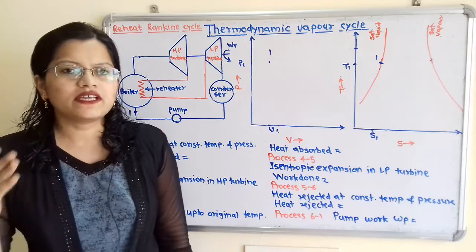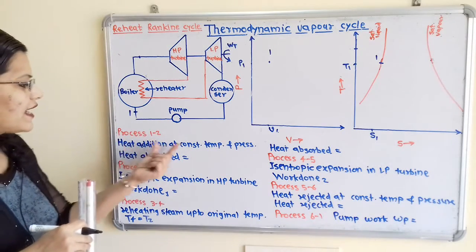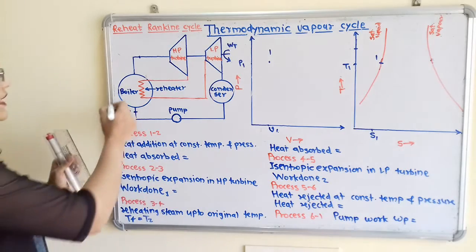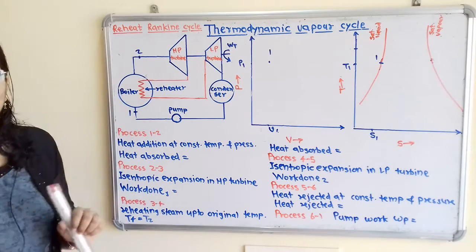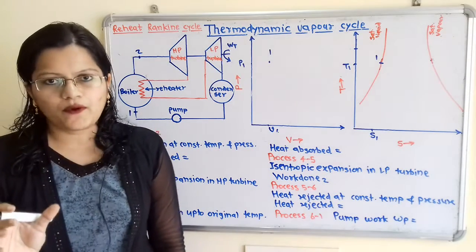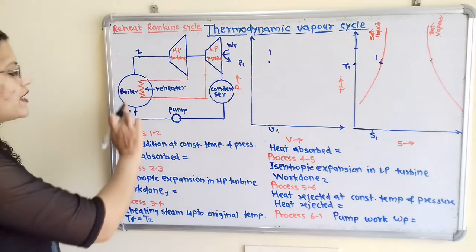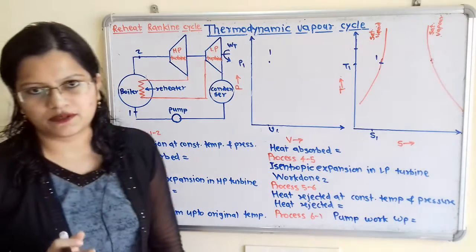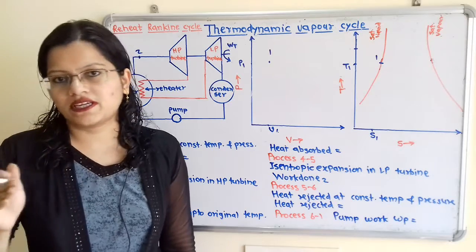Now we will move to the different processes. Process 1 to 2 is the heat addition at constant temperature and constant pressure. This heat addition process takes place inside the boiler and here will be point 2. Now one important point is that in the reheat Rankine cycle, we have to convert the saturated water into superheated steam. So point 2 we have to indicate for the superheated steam.